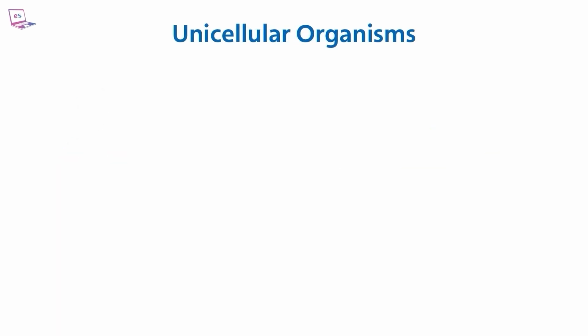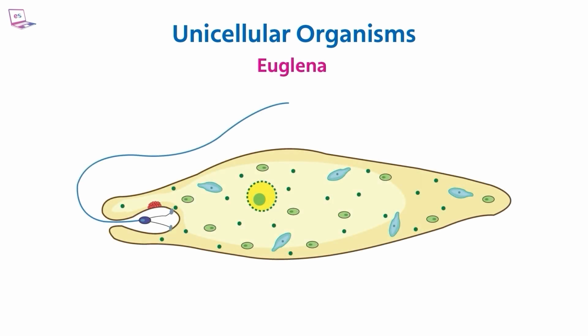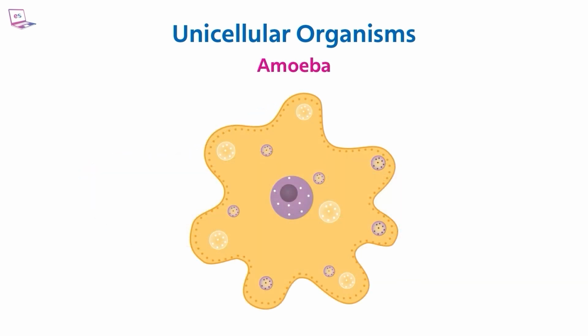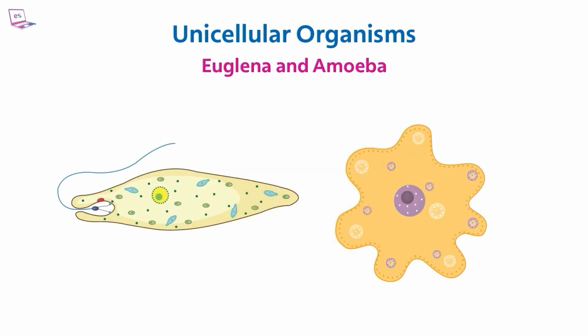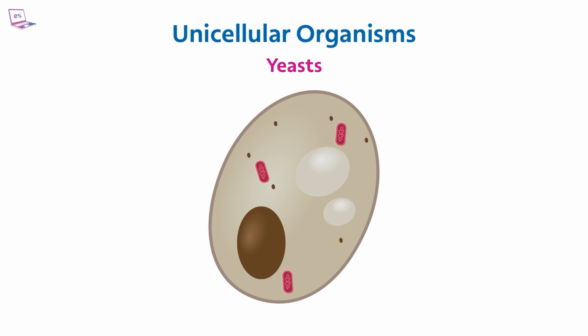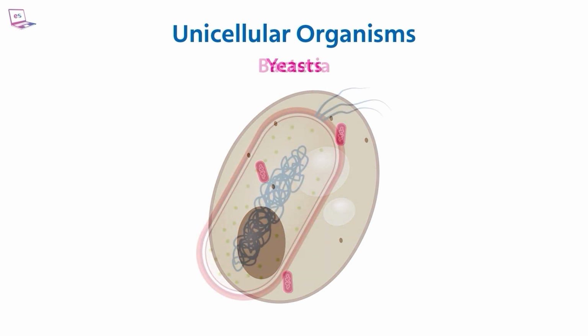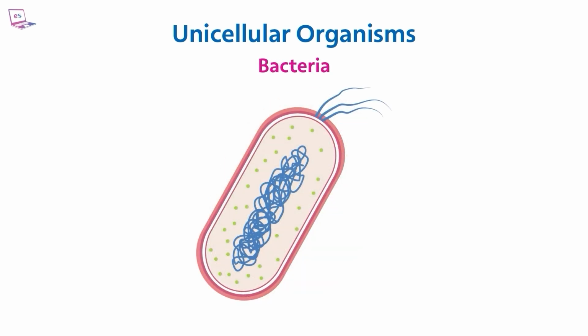Unicellular organisms. They have particular adaptations to help them survive in the environment in which they live. Euglena has a tail-like structure that helps them to swim. Amoeba squeezes the excess water inside them using a vacuole. Euglena and amoeba are unicellular organisms. Yeasts come from the family of fungi, which can be unicellular or multicellular. However, yeasts are primarily unicellular. Since bacteria are single-celled microbes, they are unicellular organisms.